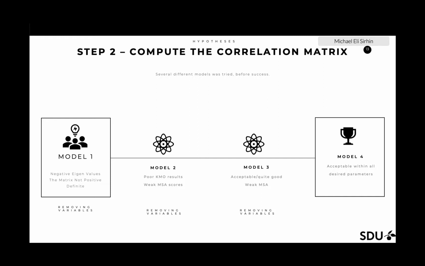And this started with the first model, which wasn't suitable due to an insufficient level, as we found negative eigenvalues, and furthermore, the matrix was not positive definite. So due to KMO and MSA results, we tested our models and eventually found a model which we found acceptable, which was model 4. Next slide.